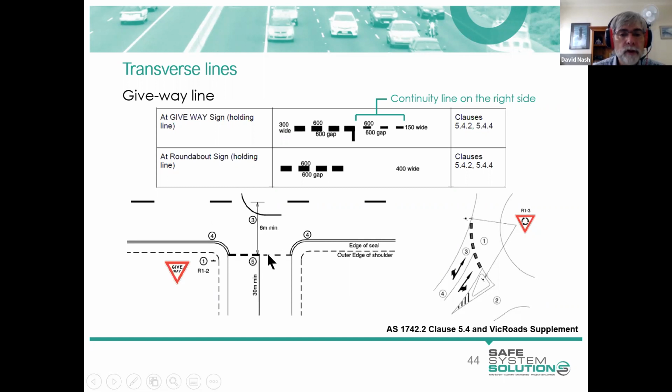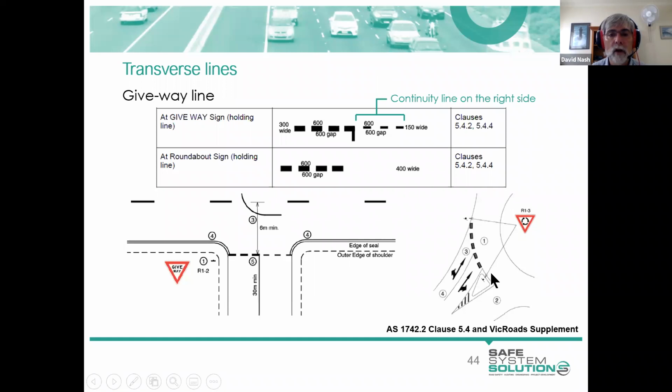The giveaway line or stop line should be set back from the lane. Well, this is probably a dividing line on a two-lane, two-way road by at least 6 meters if there's no curb. So if it's a road with an edge of seal or a shoulder, then you want to provide that extra space just in case someone is trying to turn right here, that the other driver can get past them without crashing into someone who's waiting at the giveaway line.